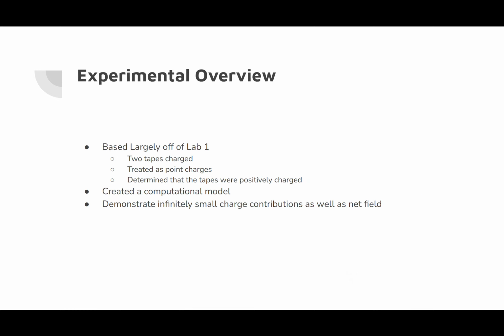The experimental overview is largely based off of Lab 1, where we still have the two tapes that are ripped off of each other, gain charge, and repel each other after being set up vertically. Last time we figured out the tapes were positively charged, and this time we're creating a computational model using a line of charge instead of a point charge, and we are demonstrating how each of these infinitely small charge contributions make up the net field.